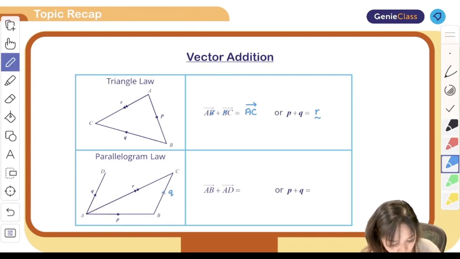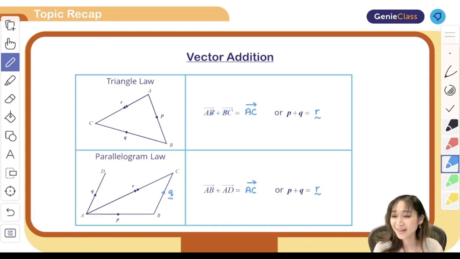Okay, so this will be Q. So AB plus BC will give us again AC. Correct? Then vector P plus vector Q equals the resultant vector R. Okay? Yes, so this is a recap. Very good. Okay, good job.